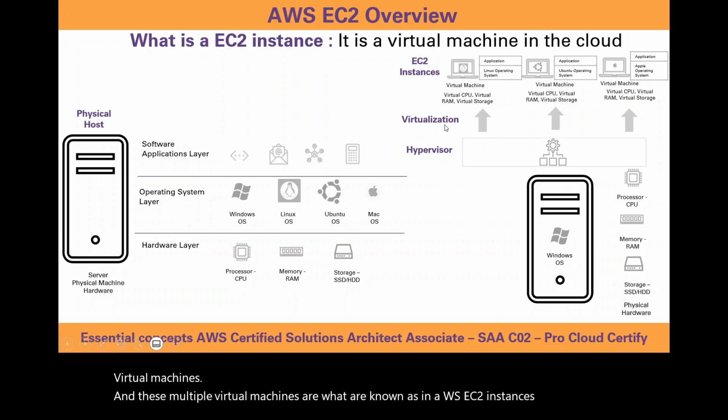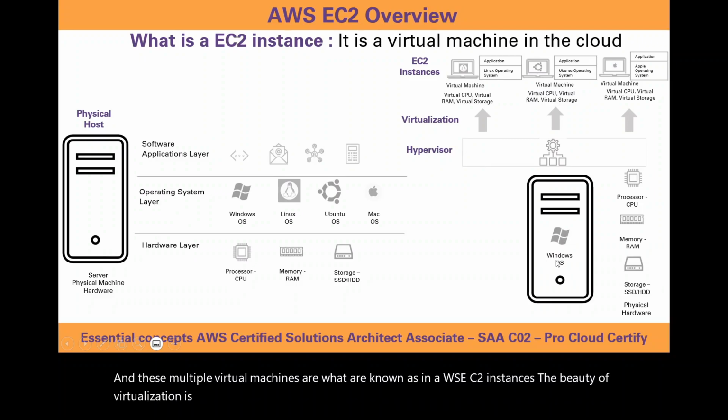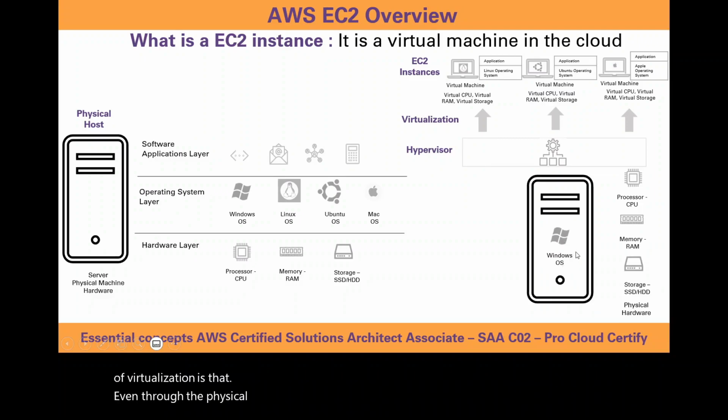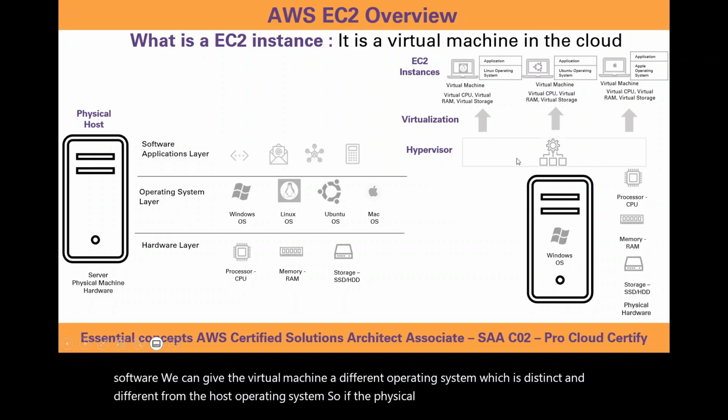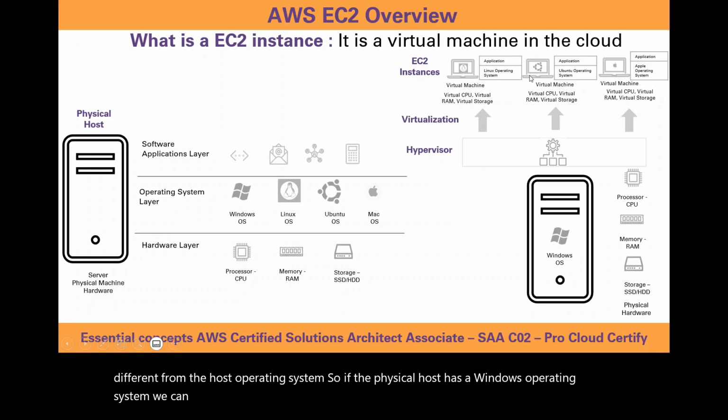The beauty of virtualization is that even though the physical host may have a different operating system, using virtualization software, we can give the virtual machine a different operating system which is distinct and different from the host operating system. So if the physical host has a Windows operating system, we can create virtual machines with a Linux or Ubuntu or a Mac operating system.